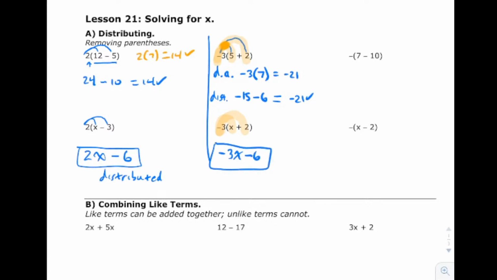Okay. This is the distributing game. Again, it's necessary to play this game if you've got x's in your parentheses.